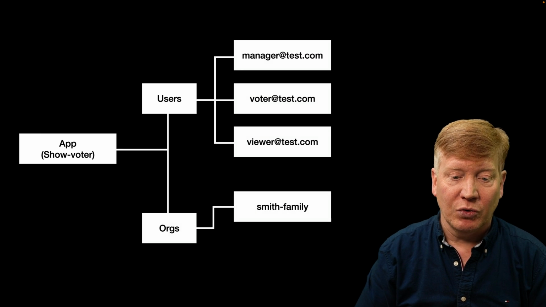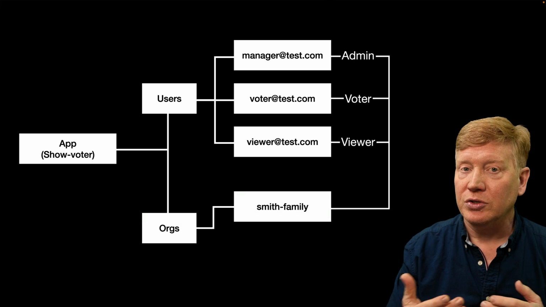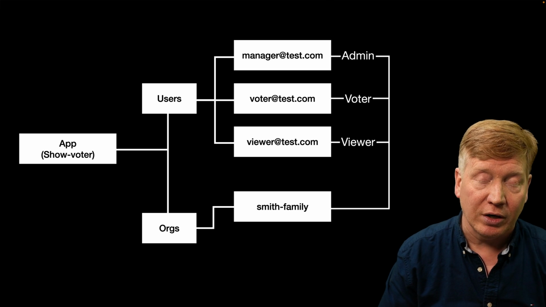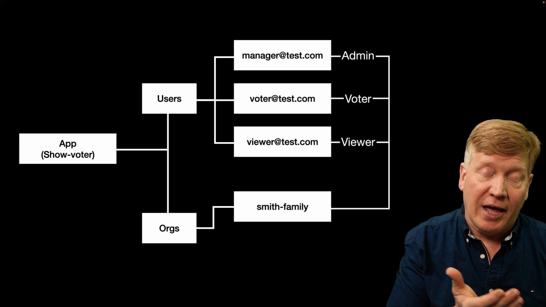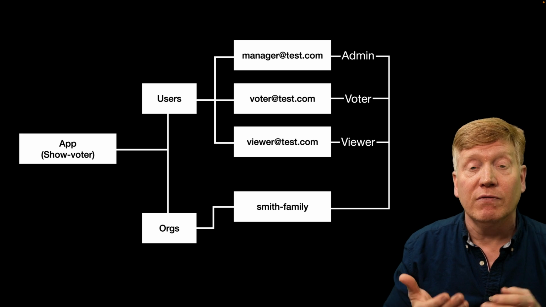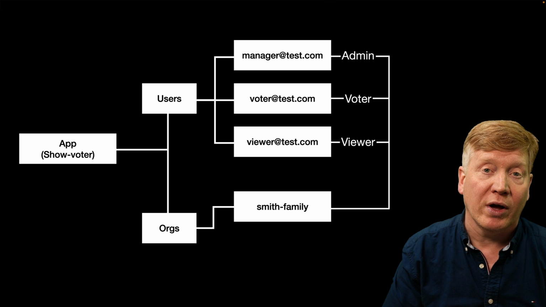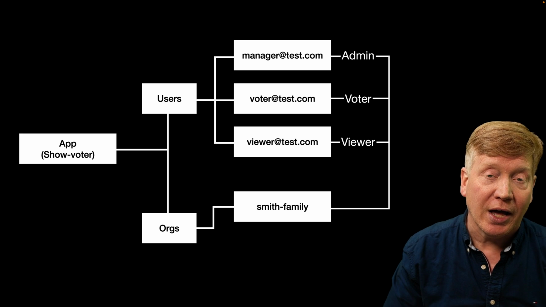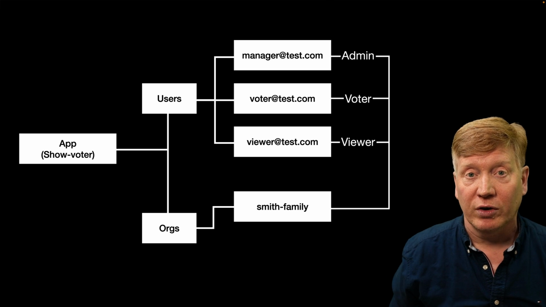So in this case, we're going to create a new organization called the Smith family. So each one of those users is now going to be assigned a role within that Smith family org. The admin role will have the permissions to add a show and add votes. The voter role will only have the permission to add votes, and the viewer role will have no permissions at all. And we'll key our UI off of those permissions. So let's go and create this over in Clerk.